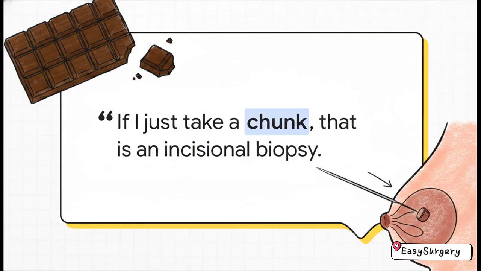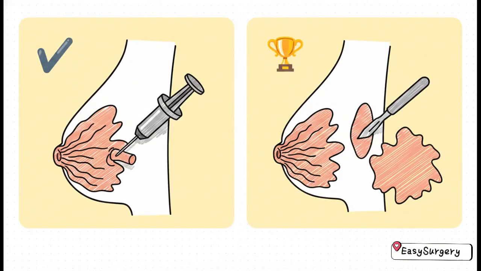To perfectly wrap your head around how these biopsy mechanics work, keep this memorable little metaphor from our source material in mind. If I have the entire bar of chocolate, that is an excisional biopsy. If I just take a chunk, that is an incisional biopsy. So a TrueCut core needle biopsy, that's just taking a chunk. It's an incisional sample. And making this distinction clears up a massive amount of clinical confusion.